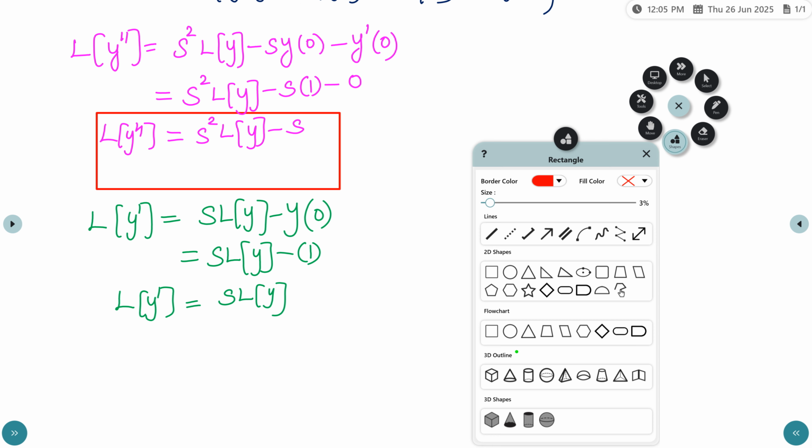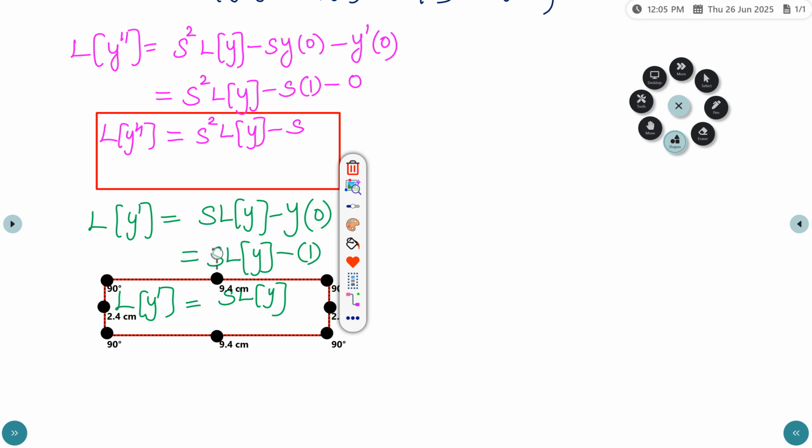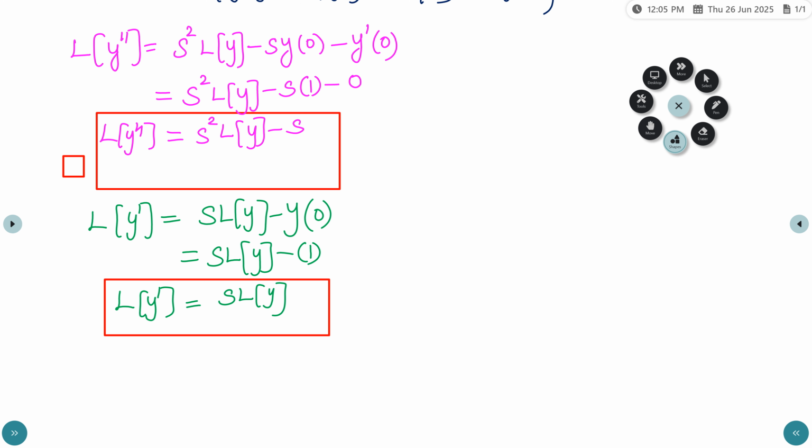So now this is our L of y dash. Now apply these two formulas in the given condition, we will get, what about the given problem? So L of y double dash is s square L of y minus s. First function, first condition, s square L of y minus s, and then see the problem here.